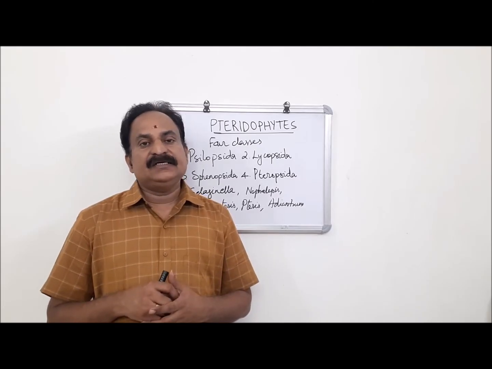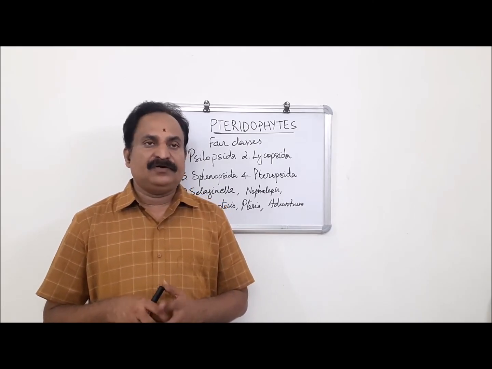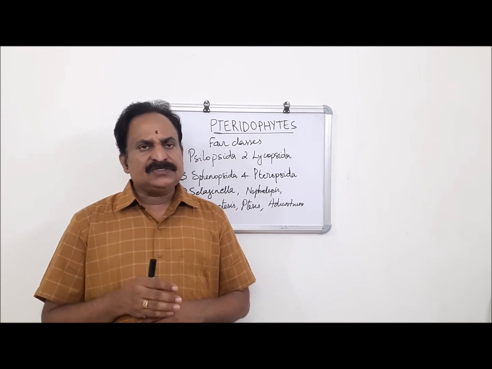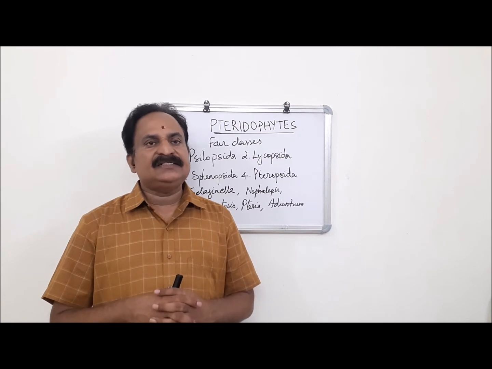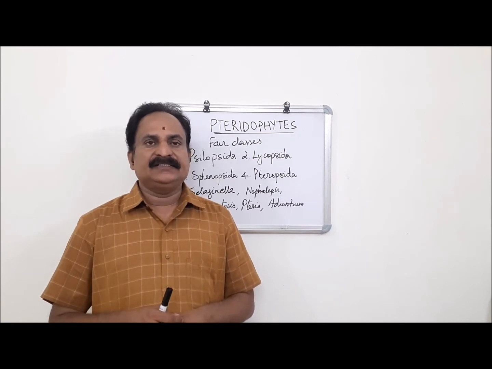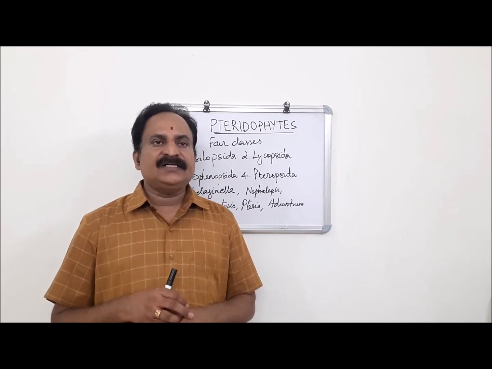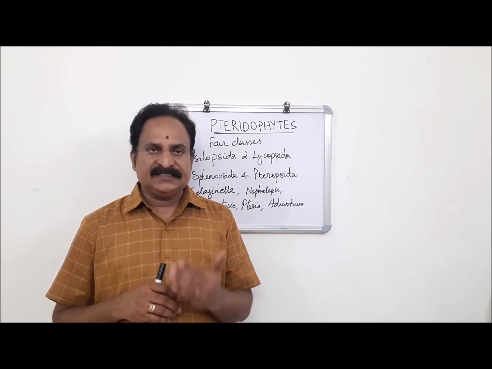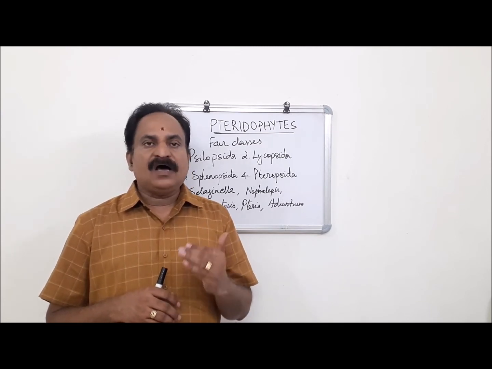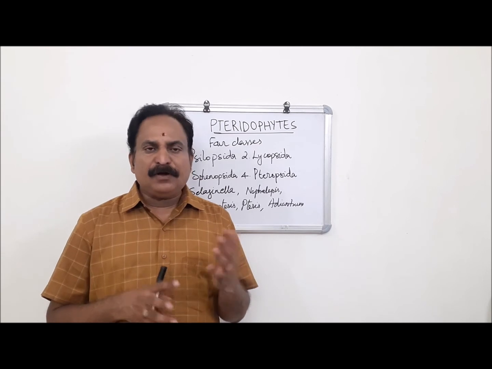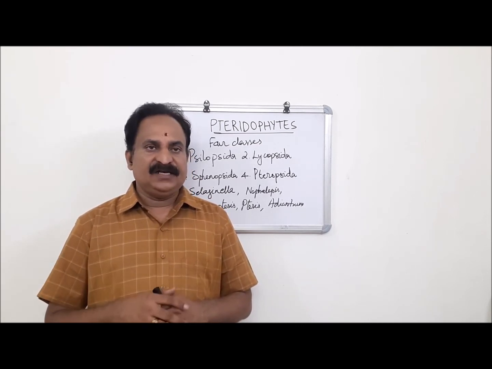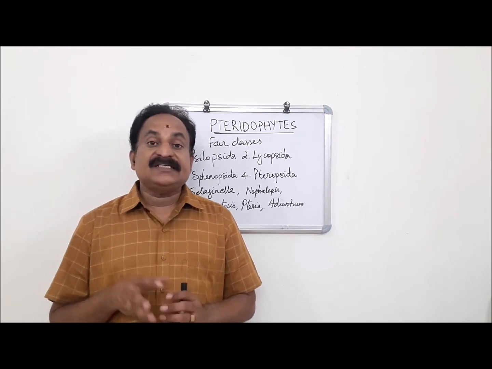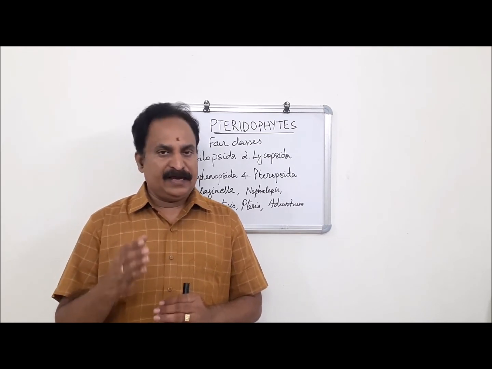Next we can see the life cycle of Pteridophyta. Pteridophytes show alternation of generation. Their life cycle is similar to seed-bearing plants. However, pteridophytes differ from mosses and seed plants as both the haploid gametophyte and diploid sporophyte generations are independent and free-living.